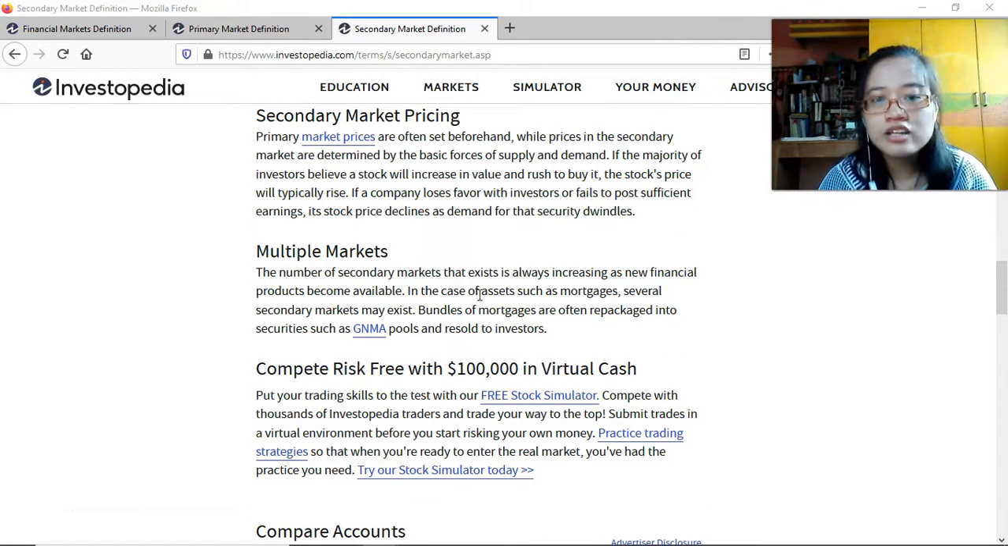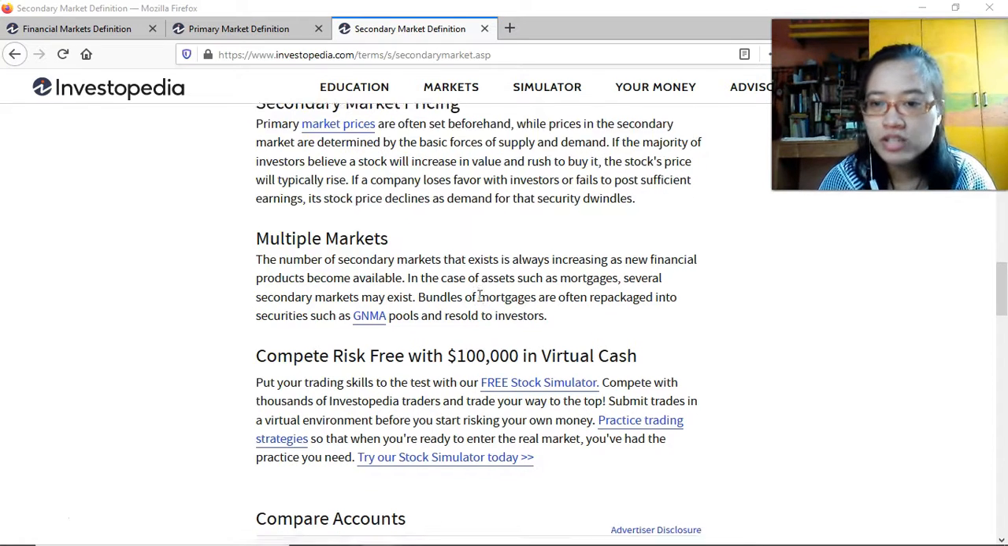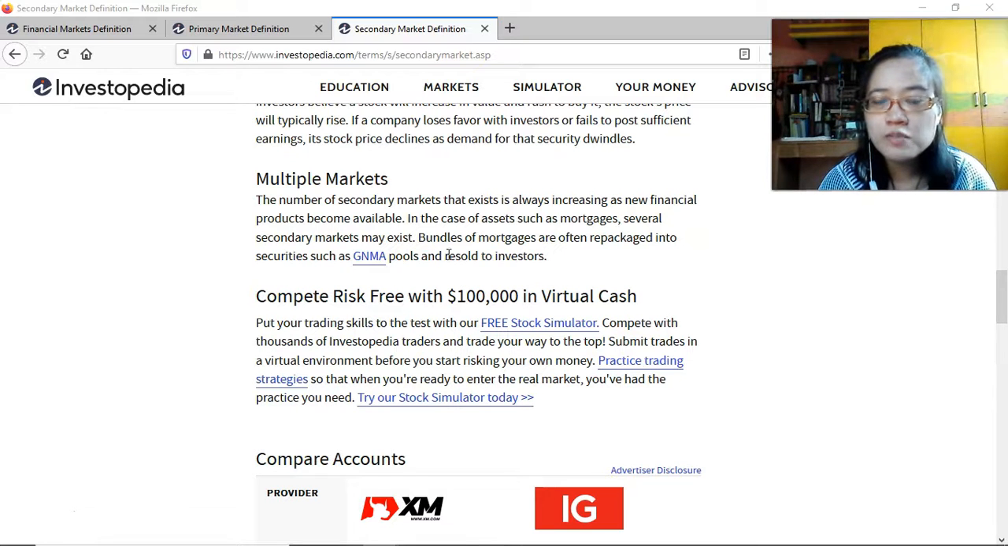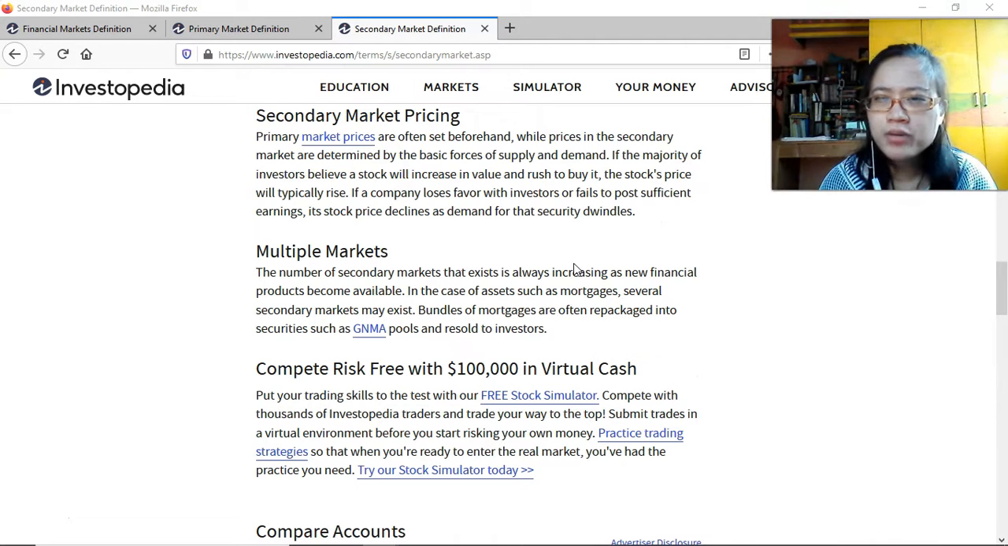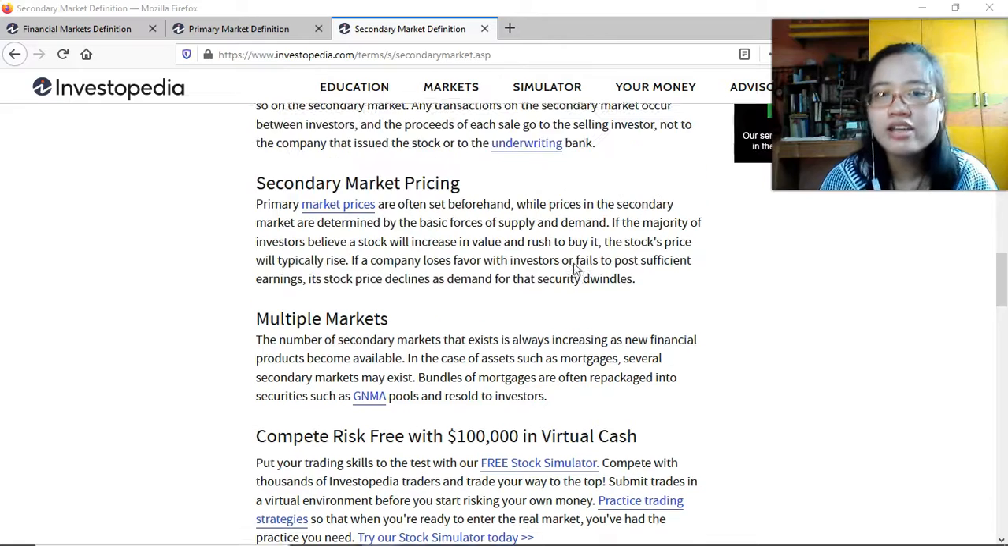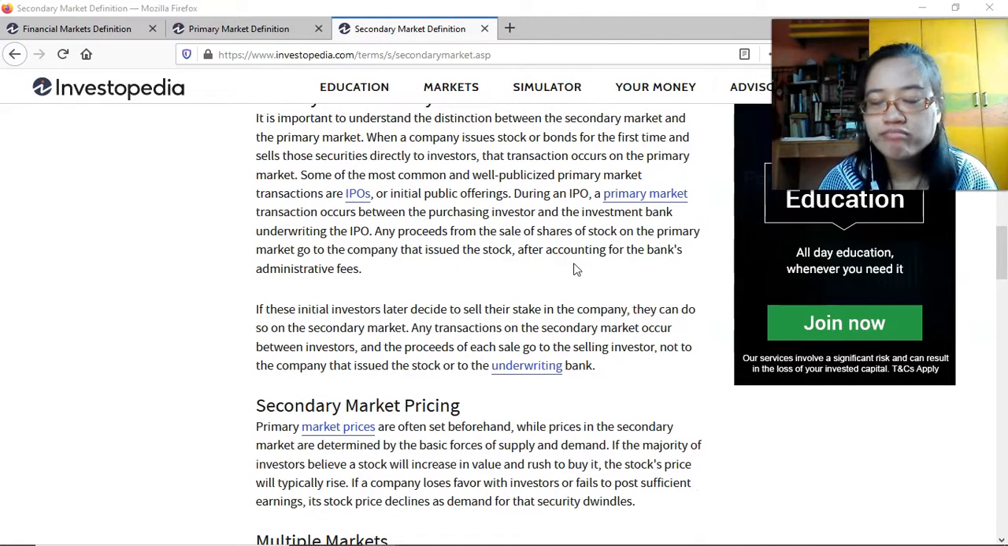Multiple markets. The number of secondary markets that exist is always increasing as new financial products become available. In the case of assets such as mortgages, several secondary markets may exist. Bundles of mortgages are often repackaged into securities such as GNMA pools and resold to investors, although this is not very popular here in the Philippines. Here in the Philippines, we normally have the stock exchange, and then the bond market, which is not yet easily accessible, but it's there. Other markets are the same as the bond market.